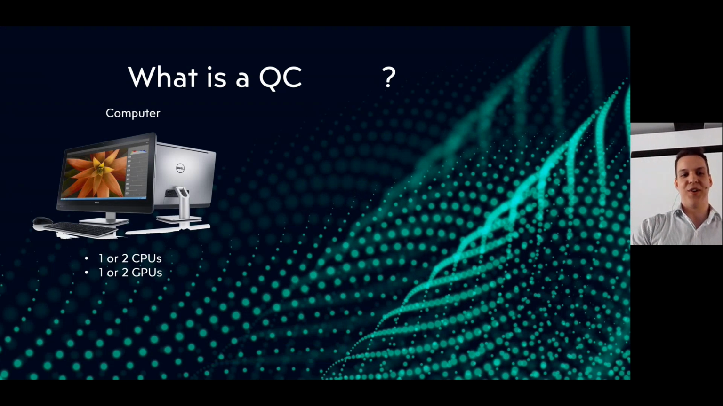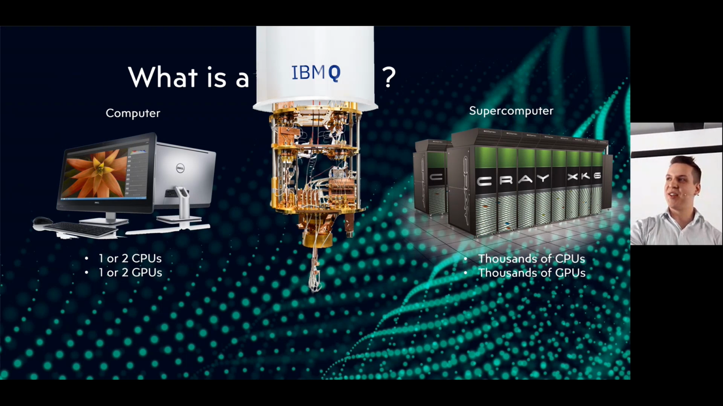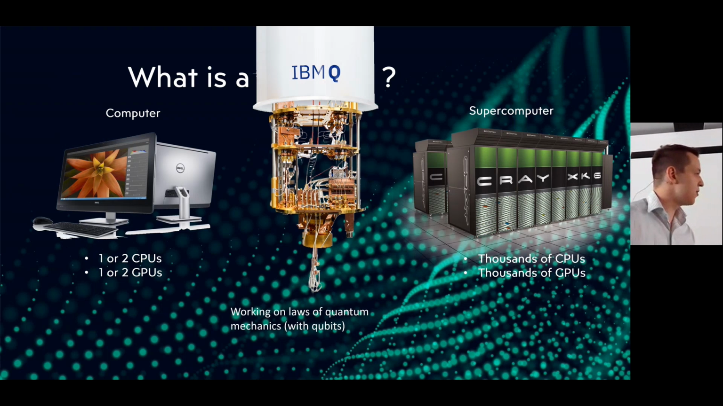So what is a quantum computer? We normally know that normal computers have 1 or 2 CPUs and GPUs. And there are also some supercomputers that have thousands of CPUs and GPUs, and they're really good, to be honest. I think a supercomputer can do a lot, but a supercomputer is not as super as you expect. That's why we need a quantum computer. This is IBM's quantum computer, and they're working on the laws of quantum mechanics. We will see later what quantum mechanics is. And instead of normal classical bits, they're working on qubits.